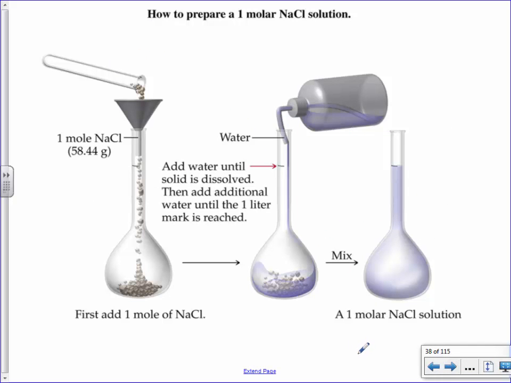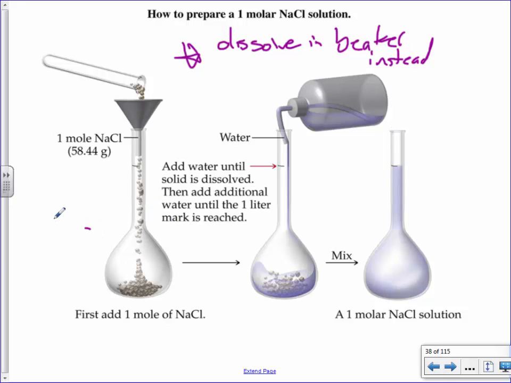So here's kind of a picture of what I kind of just showed you, only this one's not really correct. Don't add the solid stuff directly into the volumetric flask, because chances are you won't be able to stir it. So maybe like a little side note here, put it into like dissolve in a beaker instead. And then add water until it gets to the line. But don't add the solid stuff directly into here, because you can't stir. Does that make sense?